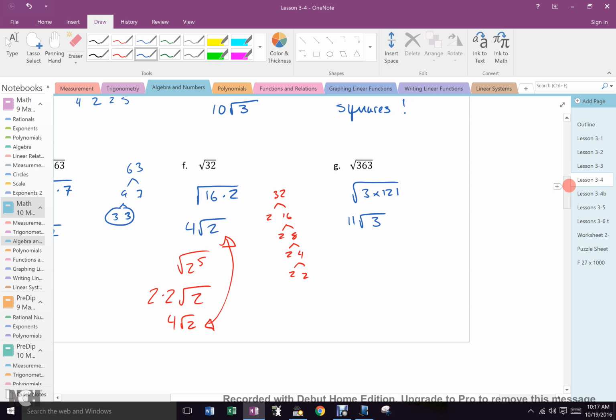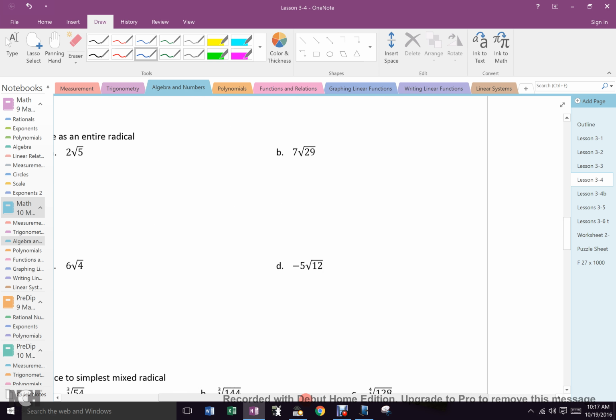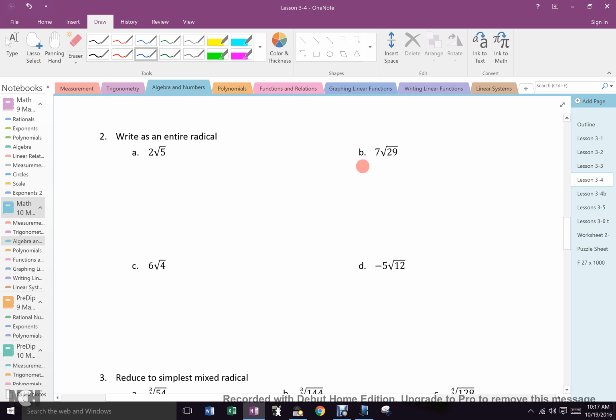Yes? Turn your page over. Your next number should be these. Yes? These are what you guys have, right? Okay. Now, what does that say? An entire radical. What does that mean? We just defined what an entire radical was on the previous page. What does it mean? No coefficients. Do I have a coefficient here? So I have to get rid of it, right?